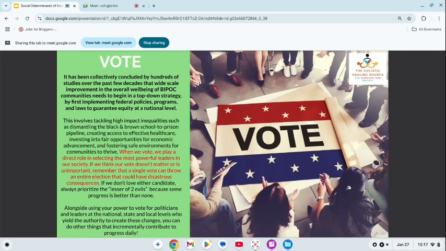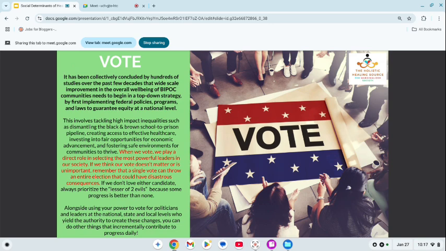The first step in how you can make a change is vote. It has been collectively concluded by hundreds of studies over the past few decades that wide-scale improvement in the overall well-being of BIPOC communities needs to begin in a top-down strategy by first implementing federal policies, programs, and laws to guarantee equity at the national level.